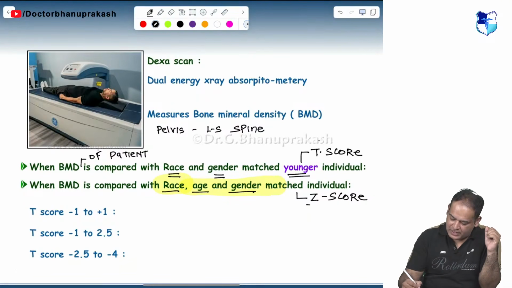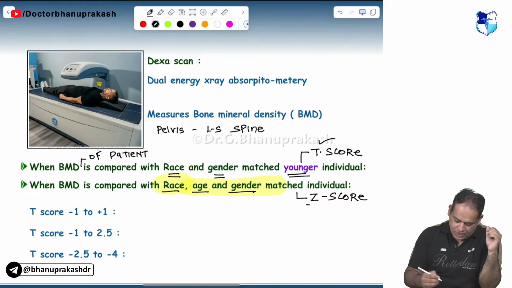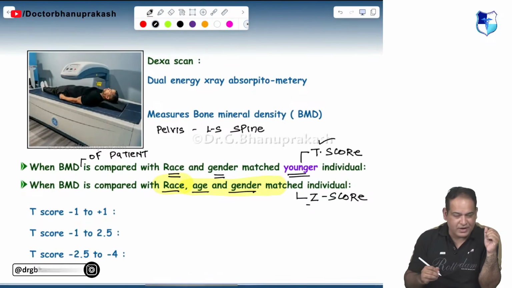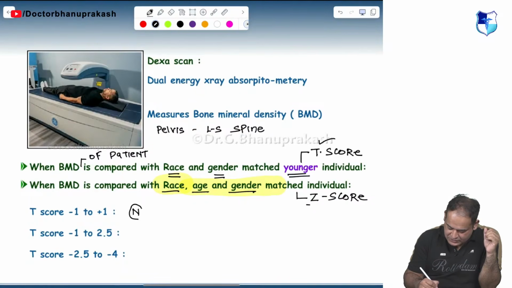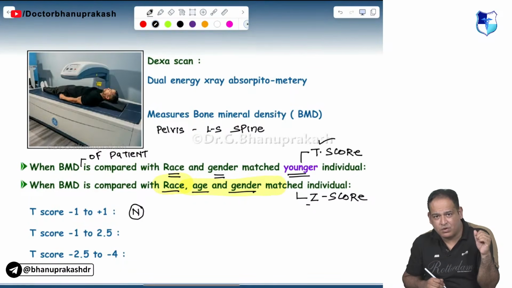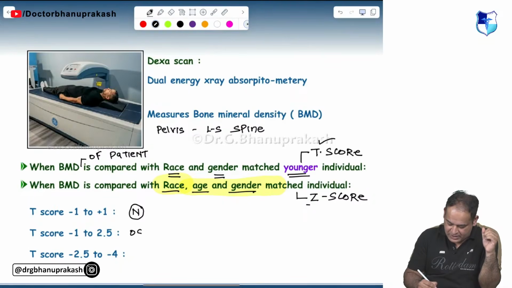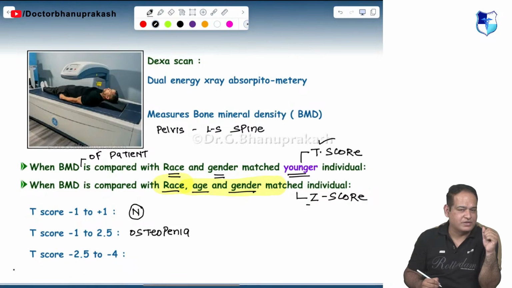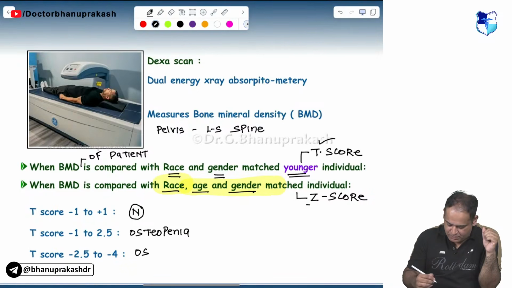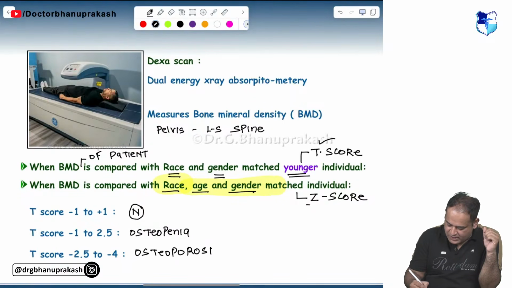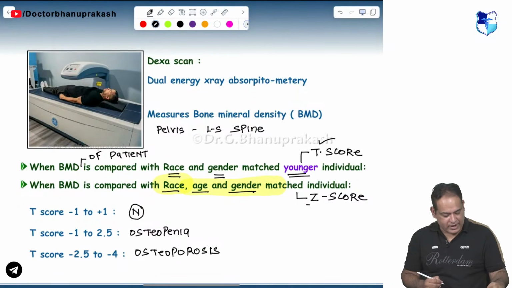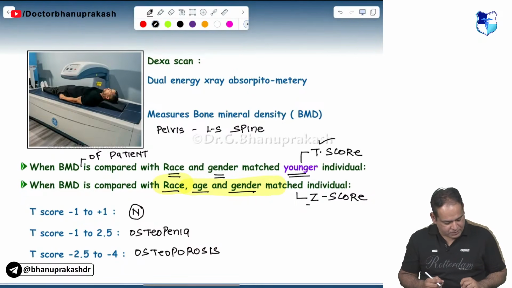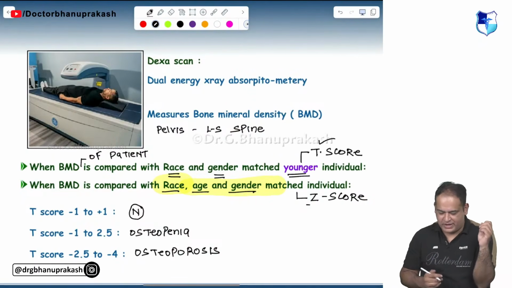What is more important? T-score. Now, if the T-score is between -1 and +1, that means everything is normal. If the T-score is between -1 and -2.5, we say that the patient has osteopenia. If it is between -2.5 and -4, we say that the patient has osteoporosis.